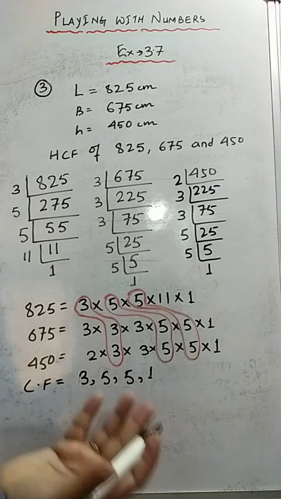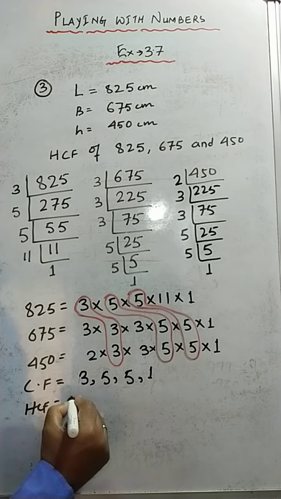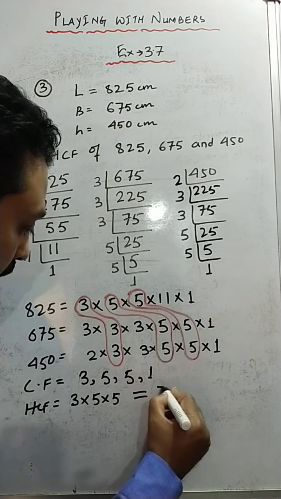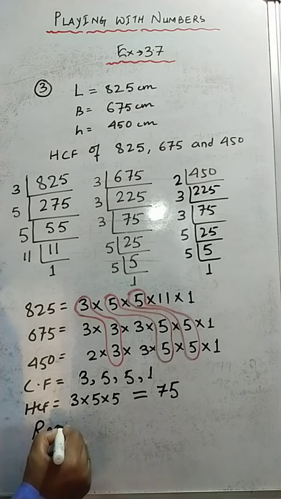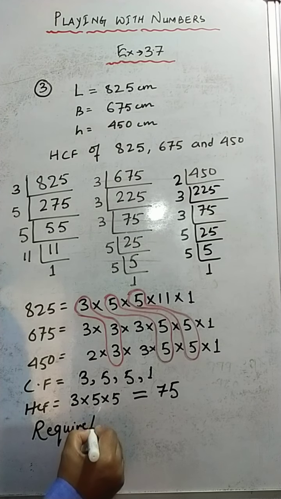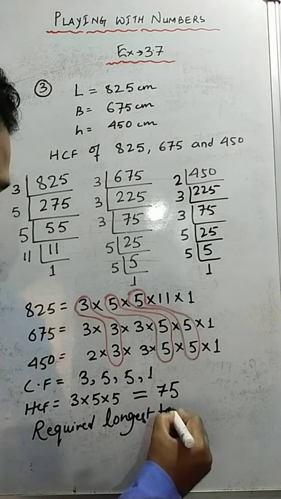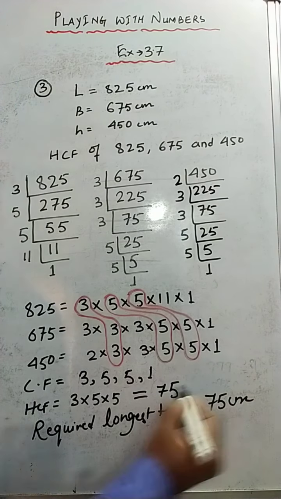Okay, so 1 you can write. If you want to write, no problem. Okay, so HCF. So what should be the HCF? 3 into 5 into 5, and that would be 75. So 75 is the longest step, isn't it? 75 is the longest step. So you will write the required longest step is equal to 75 centimeter.